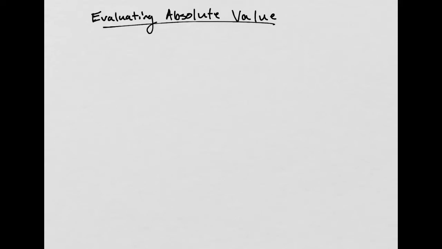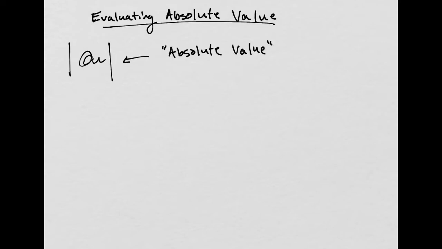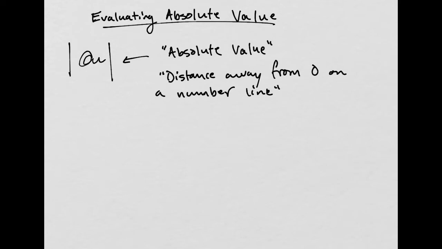Today we're looking at evaluating absolute value. So, absolute value means the distance away from zero. The absolute value symbols look like this, just two vertical bars, and there will be some stuff on the inside. So those are absolute values, and it means the distance away from zero. Actually, it's the distance away from zero on a number line.